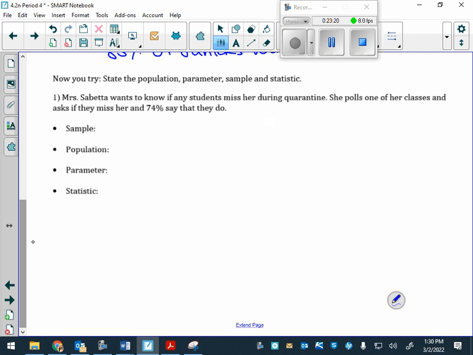So let's look at sample number 2. Or the first one that you're supposed to try, but Miss Betta wants to know if any students missed her during quarantine. She polled one of her classes, asked if they missed her, and 74 say that they do. Okay, so what do we got?